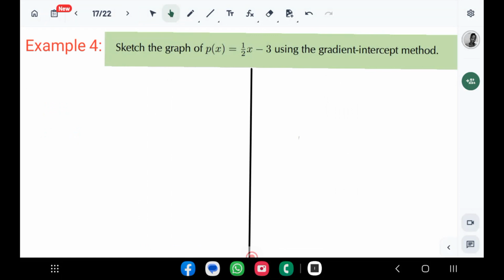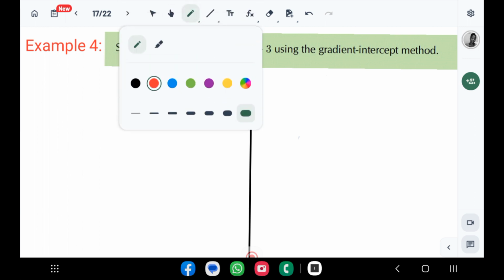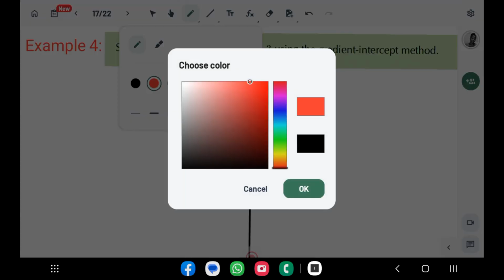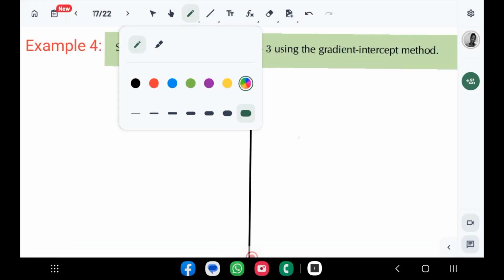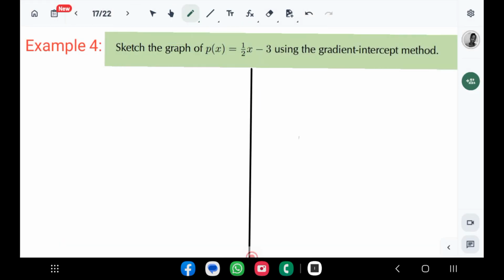Now for example 4: sketch the graph of p of x equals 1/2 x minus 3 using the gradient-intercept method. You're no longer using the intercept method, which is finding the x-intercept and the y-intercept. We're using the gradient-intercept method. How does the gradient-intercept method work? Here is how it works.